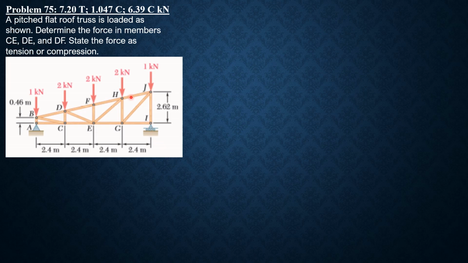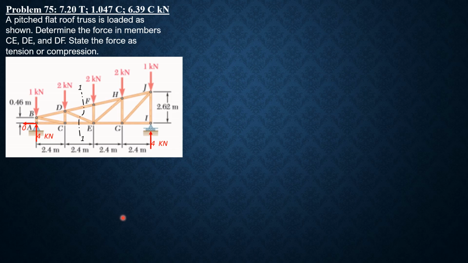Since the loadings are symmetrically located, equally spaced apart also, then therefore the vertical reactions at the supports would be equal to, the total load is 1 plus 2 plus 2 plus 2 plus 1 is 8. Therefore, the vertical reaction is 4 kilonewtons at A as well as at I, and the horizontal reaction at A is 0 because there's no inclined load. So we section this portion, this panel here, and let's consider forces to the left of that section 1-1.